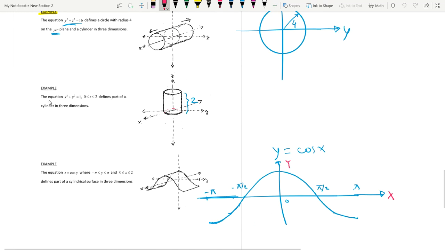And for this example, we have x square plus y square equals 1 and z varies from 0 to 2. So x square plus y square equals 1 defines a circle on the xy plane, and since z varies from 0 to 2, it would be a cylinder of height 2. Okay, so this is a cylinder of height 2.